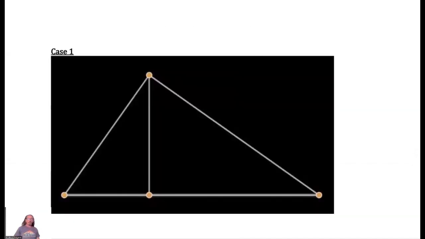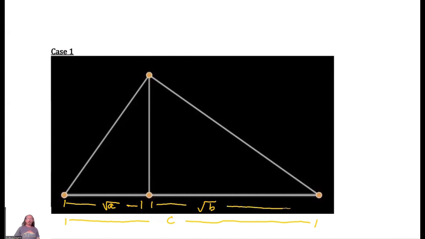Case 1 was that square root of a plus square root of b would equal c. So what we're looking at here is we have one right triangle on the left-hand side with one of its legs measuring square root of a. On the right-hand side, another right triangle with one of its sides measuring square root of b. So let's let this be the height of the overall triangle.